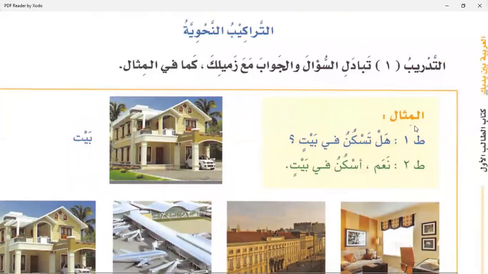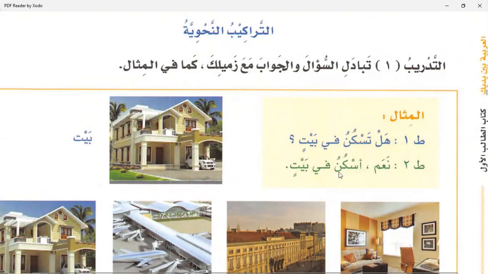Then we have the first example. First student: هل تسكن في بيت؟ Do you live in a house? So تسكن means you live. Second student: نعم أسكن في بيت. Yes, I live in a house. So you're learning two things here. تسكن means you live, أسكن, I live.